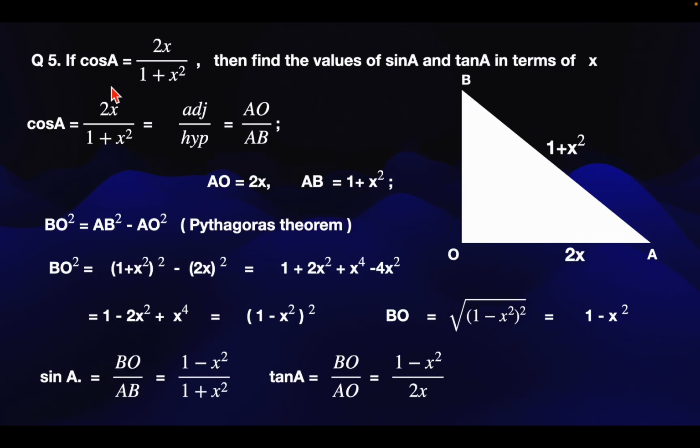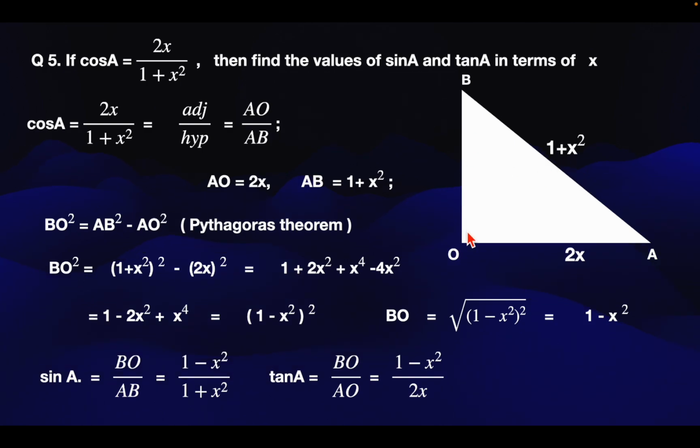Question 5. If cos A is equal to 2x upon 1 plus x square, then find the values of sin A and tan A in terms of x. So here again cos A is 2x upon 1 plus x square, adjacent upon hypotenuse. So let's draw the diagram. Here is A. We keep this angle as A. O is the right angle, B is here. What is adjacent to A? This side. You write this as 2x and the hypotenuse as 1 plus x square.